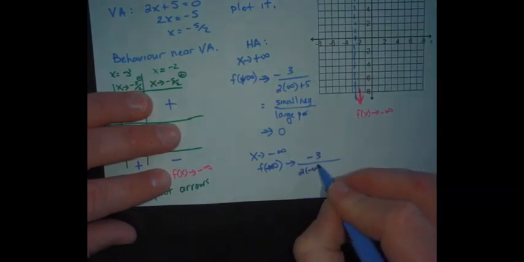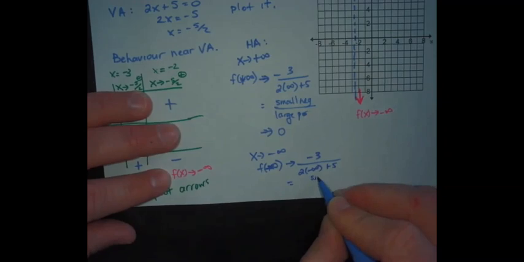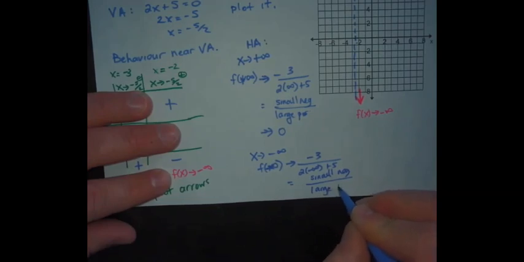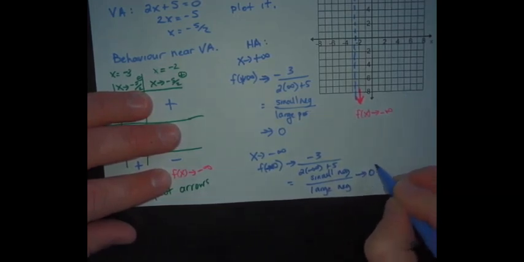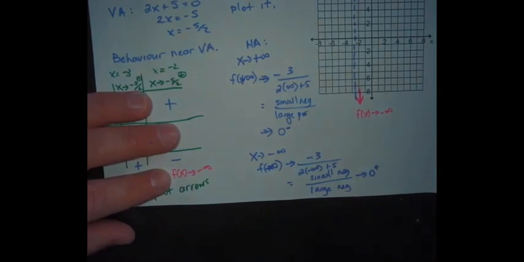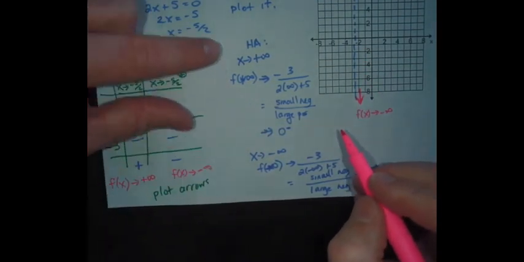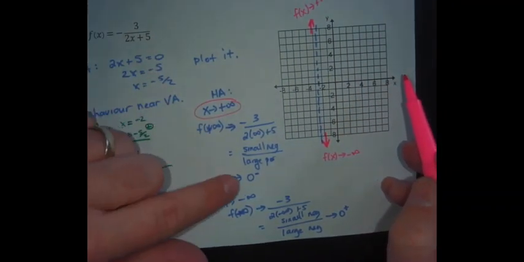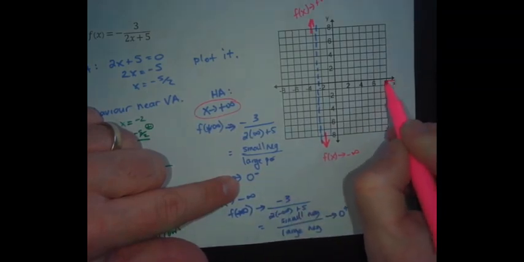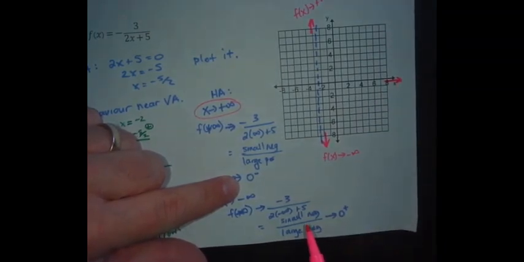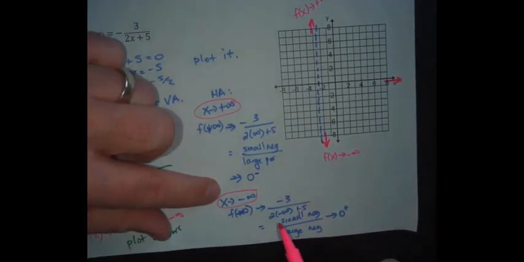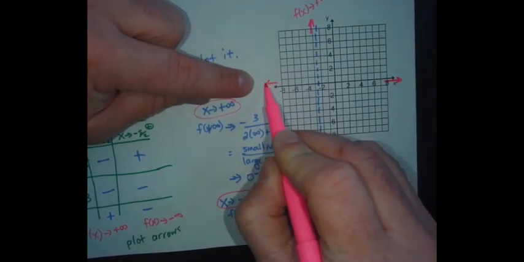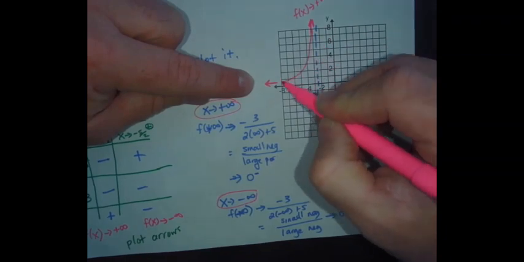Negative 3 over 2 times negative infinity plus 5. This is a small negative, and this is a large negative. So it actually approaches 0 on the positive side, while the other one approaches 0 on the negative side. So if I look at this, as I approach positive infinity, way out here, we're going to be below the x-axis because it's a really tiny negative number. As we approach negative infinity, way out here, we're going to be just above it. And then we can connect the dots.